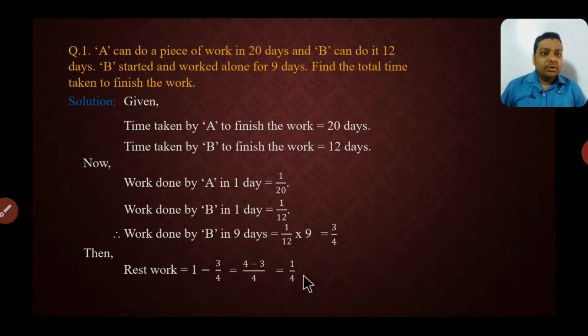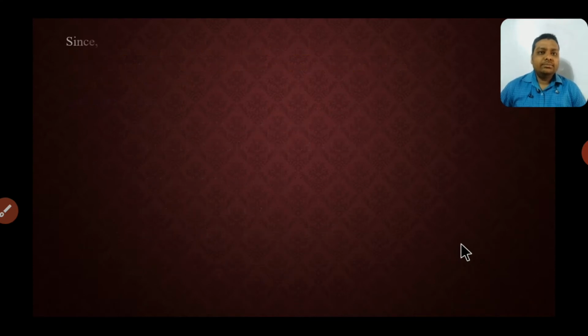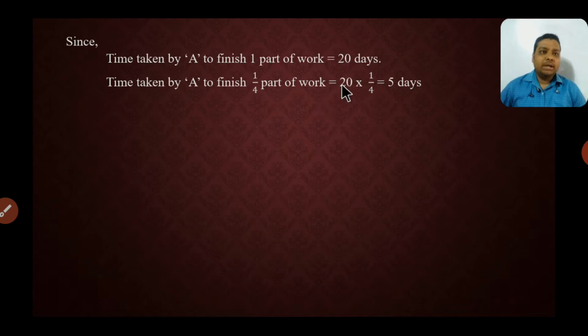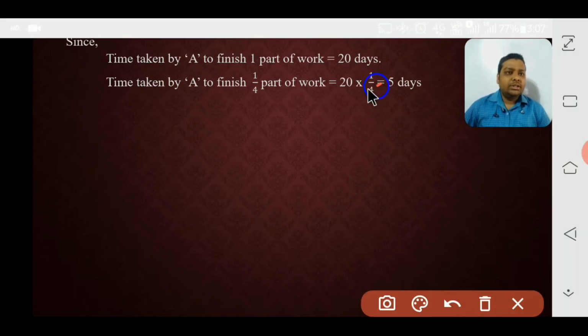Now this 1 by 4 work has to be done by A, because B worked alone for 9 days and after that he has not worked. Time taken by A to finish one part of work is 20 days. Then time taken by A to finish 1 by 4 part of work is 20 into 1 by 4, which is 5 days.